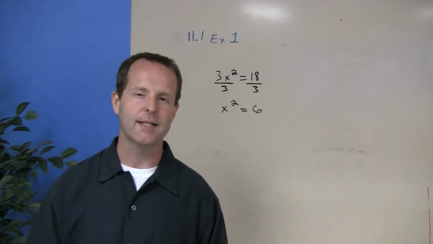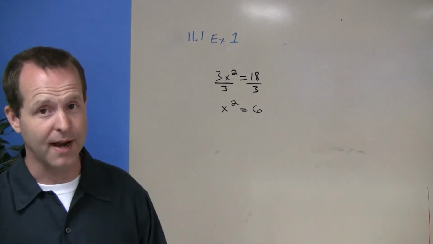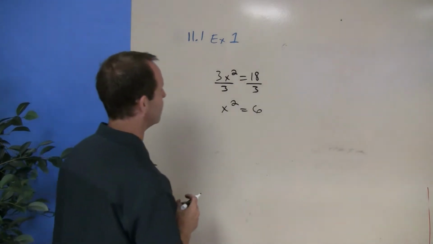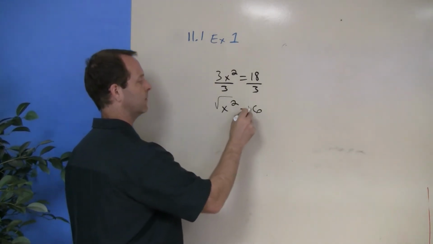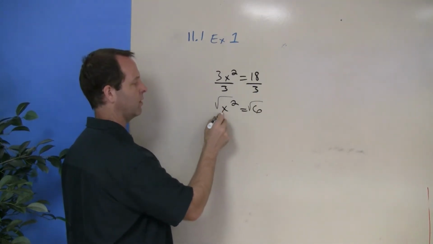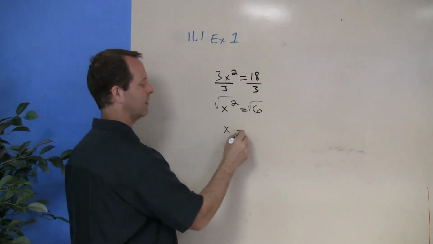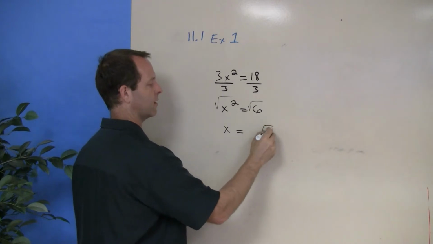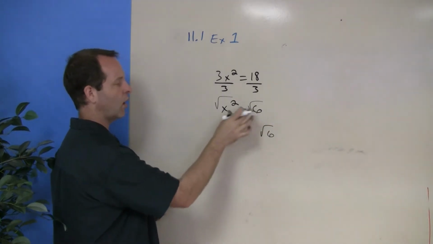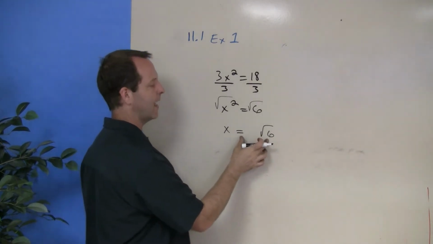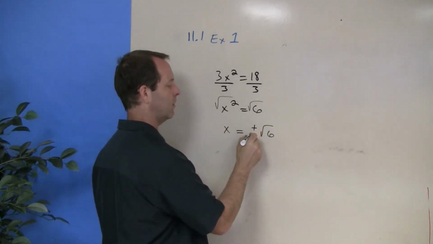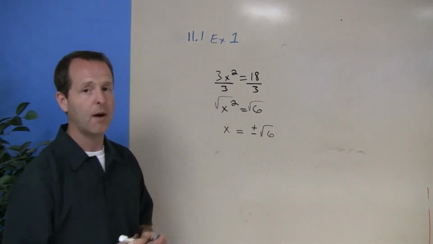Well, I don't have x by itself yet. I have an x squared by itself. To do that, I'm going to take the square root of both sides. So the square root of x squared is x, and that equals the square root of 6. But when I'm taking the square root of both sides of an equation, what I need to keep in mind is that there's also going to be a plus term and a negative term that pops out of that.